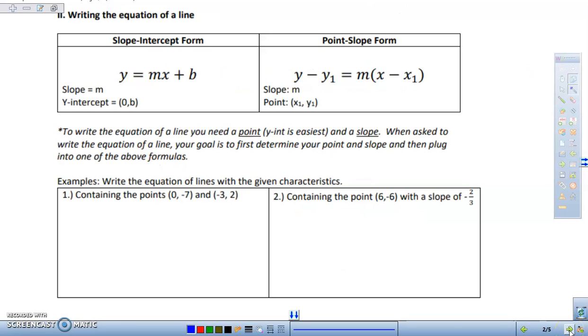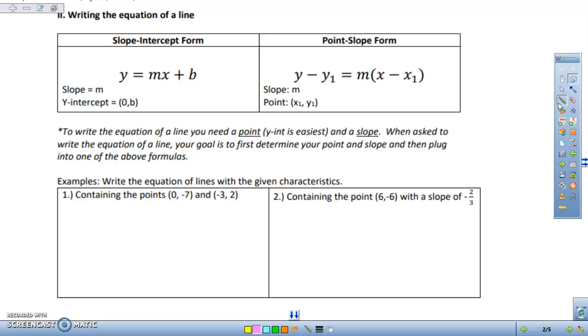So now we're going to get into actually the meat of this lesson, which is writing equations of lines. So if I ever ask you to write the equation of a line, there are 2 forms that you should use, or formulas you should plug into to write those equations. Now the first is the slope-intercept form. We practiced this last week, all right? Or actually, I should say last lesson, which was actually last night.